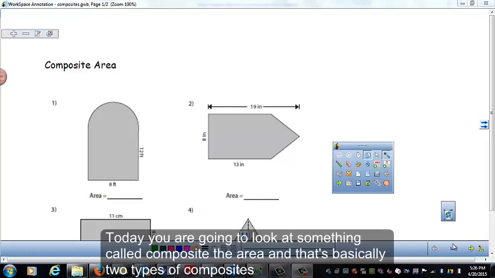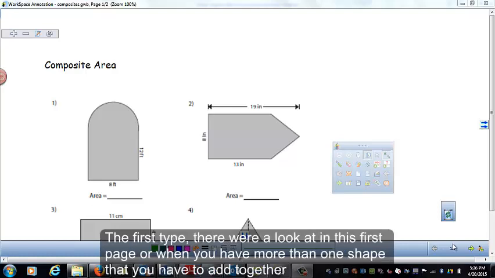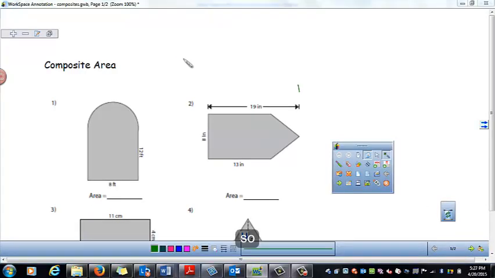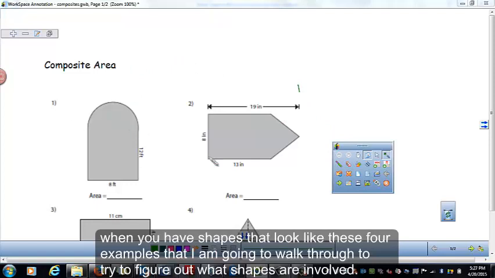Alright guys, today you're going to look at something called composite area, and there's basically two types of composites. The first type that we're going to look at on this first page is when you have more than one shape that you have to add together. So when you have shapes that look like these four examples that I'm going to walk through, you need to try to figure out what shapes are involved.